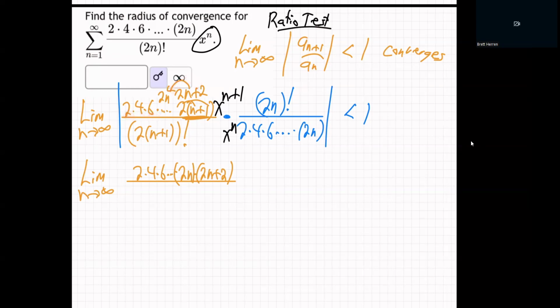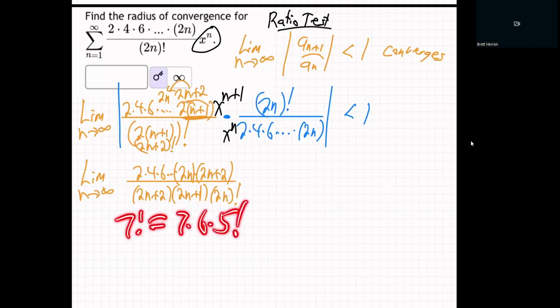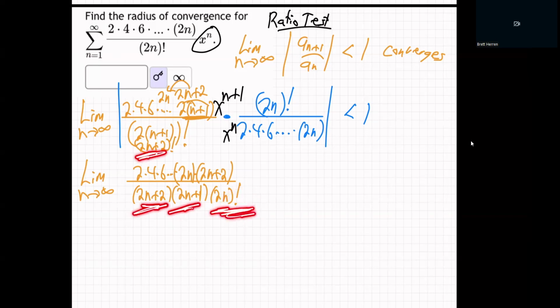On the bottom, we've got 2n plus 2 factorial. Now, what does that mean? That means 2n plus 2 times 2n plus 1 times 2n factorial, right? Because, for example, if I had 7 factorial, I could write that as 7 times 6 times 5 factorial the rest of the way down. You could peel off a couple of them and then give the factorial to the rest of it. That's what I'm doing here. 2n plus 2 factorial means 2n plus 2, go down by 1, 2n plus 1, go down by 1, 2n, and then factorial the rest of the way. Why am I doing that? I want it to cancel with that 2n factorial in the blue, the other one. So that's the method to my madness here.